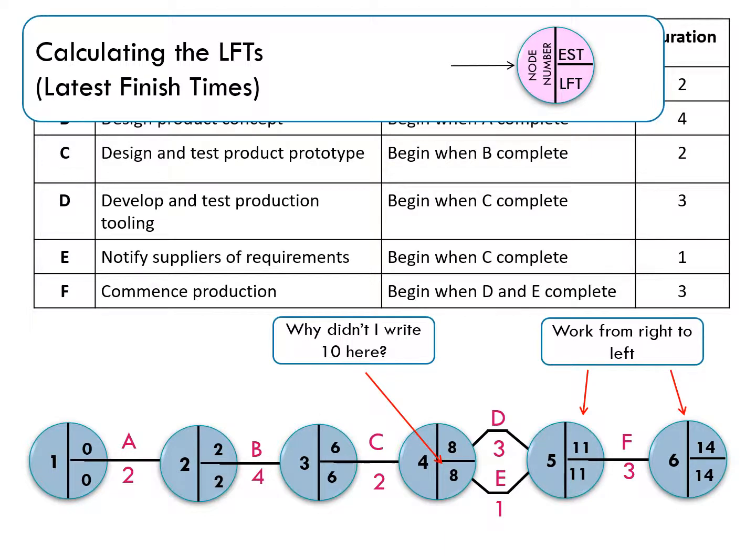If I go back again, what is the latest time here that C can finish? Well, C must finish to allow D and E to take place. And D is going to take 3 weeks. So to get to 11 here, 11 minus 3, C has to be finished by 8 weeks so that D can begin and not delay the project.